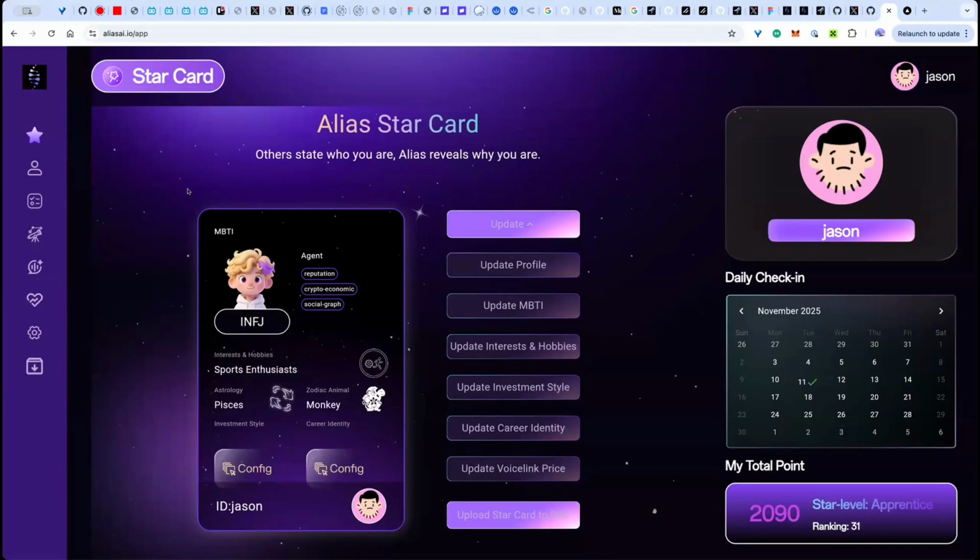We understand that this is a marketplace, but just curious, under what occasion and what type of specialized agents would require something like this, where they have MBTI and interests and hobbies and investment style? Because it seems like a very specific use case.